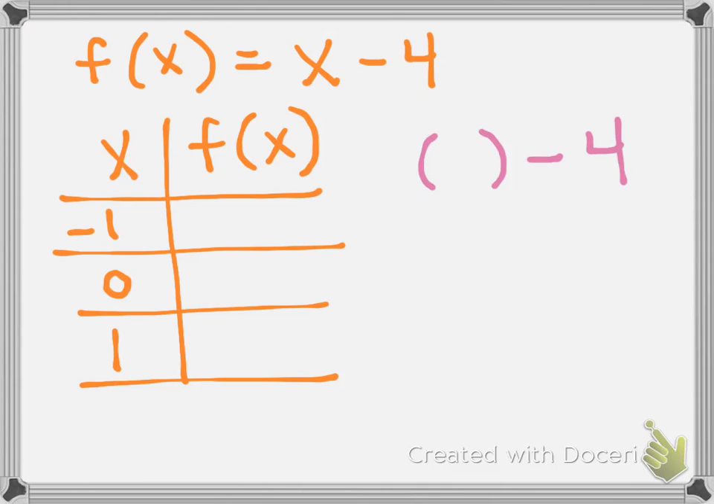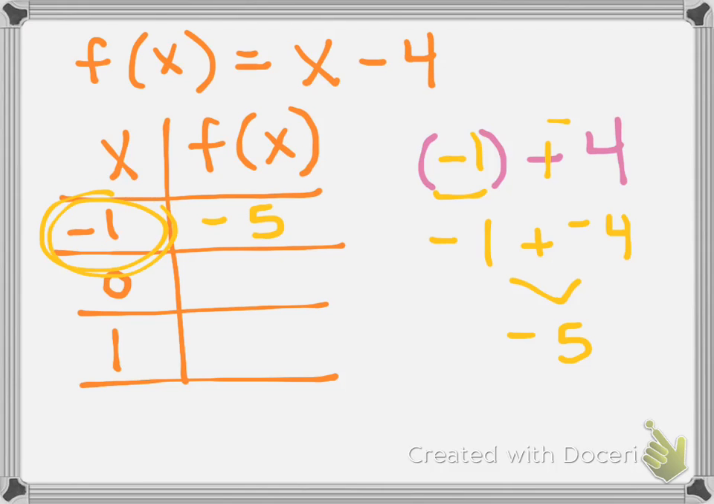And now to figure out what the function of x is, I want to go ahead and take my x values from the table and plug them into my expression where x used to be. So in this case, negative 1 minus 4. You should remember when you subtract with negatives, you use keep, change, change. So I have negative 1 plus negative 4, which is negative 5. So when x was negative 1, the function of x was negative 5.